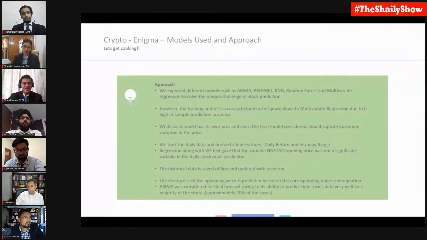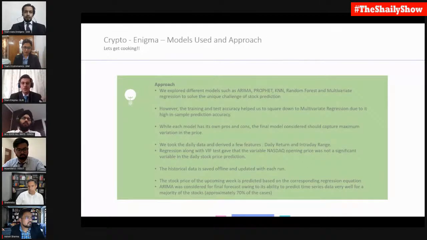So why did we ultimately select this model is a story in itself. When we first started with ARIMA, we realized that it was taking a lot of time to execute. So if we were to give results in, say, a week, it used to take a lot of time. Then we delved into Prophet, but we realized it was more of a black box. KNN also gave good results, but multivariate regression in itself provided the best accuracy among all our models.